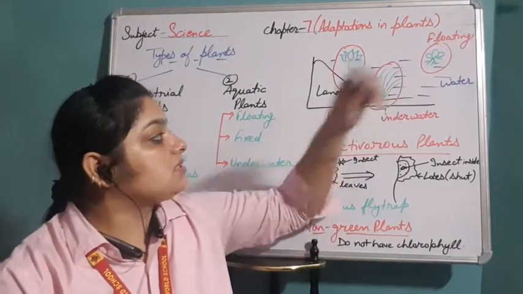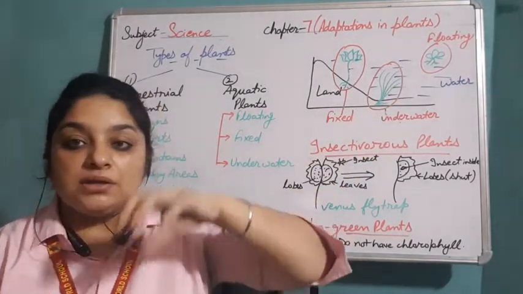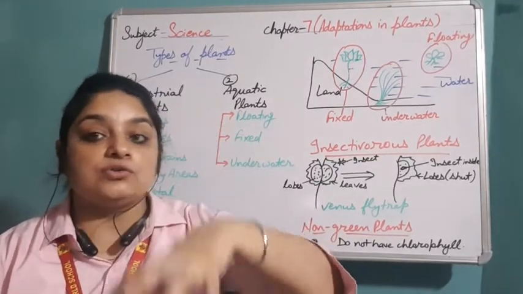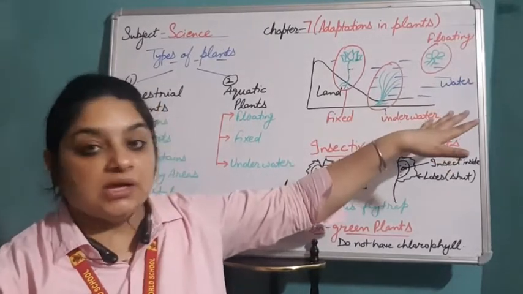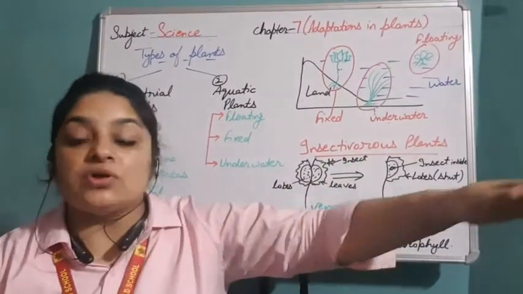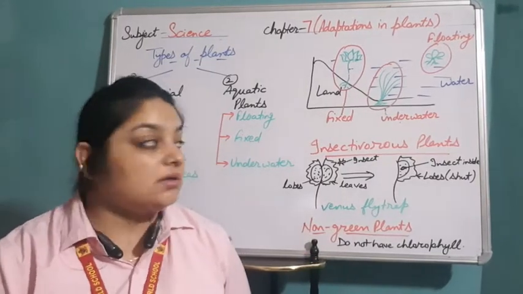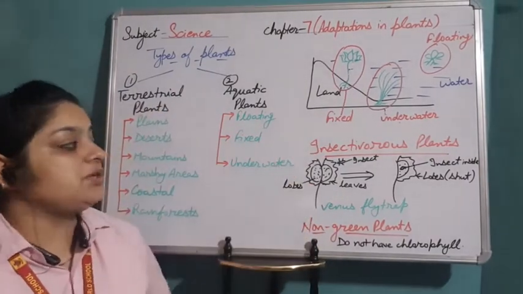Next one is floating. Floating plants are very small in size and their roots are not fixed anywhere into the soil. These are the ones which can easily float on the surface of the water. For example, duckweed.